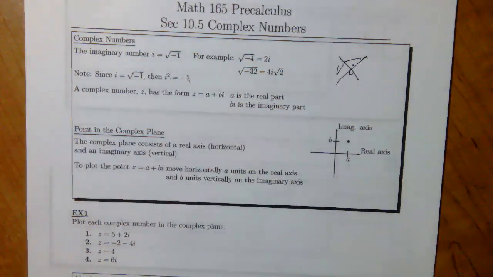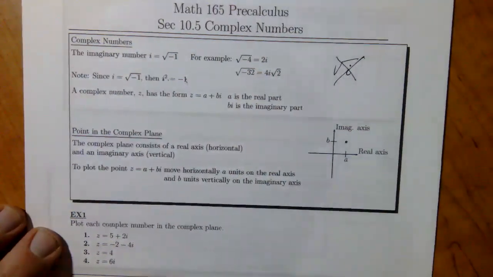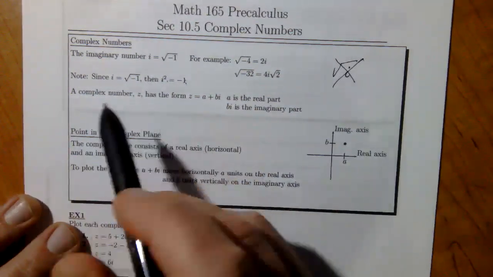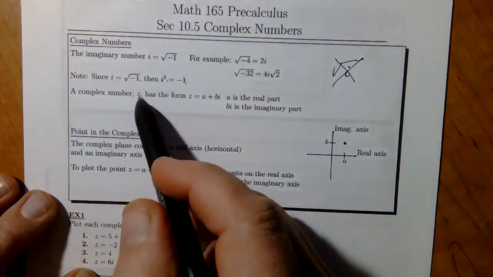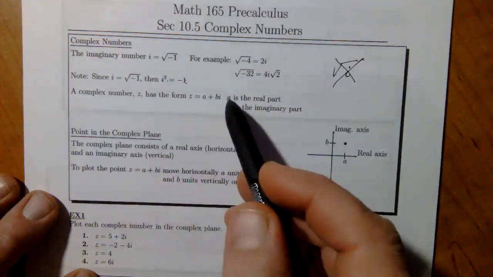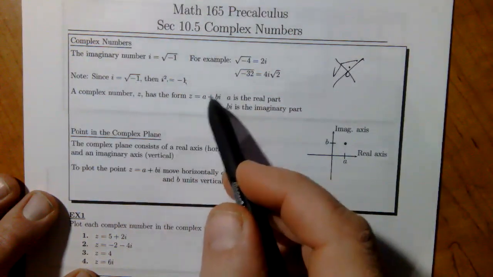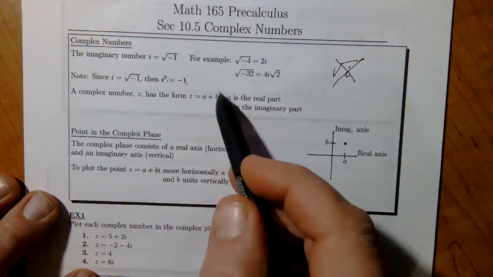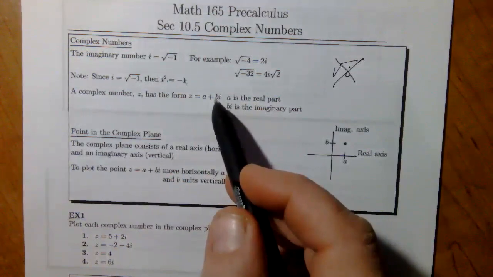Now we're going to talk about this idea of a complex number. It's complex because it's got two pieces to it, two parts. So a complex number, call it z, is one number, but it has two different pieces to it. They usually write it as a plus bi, where this part is the real part and this is the imaginary part.